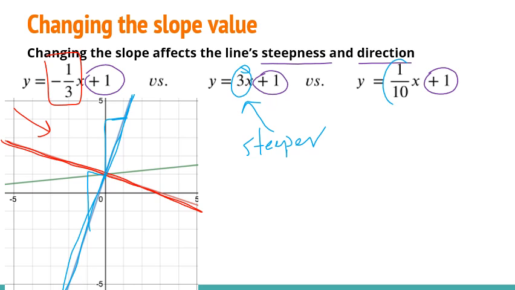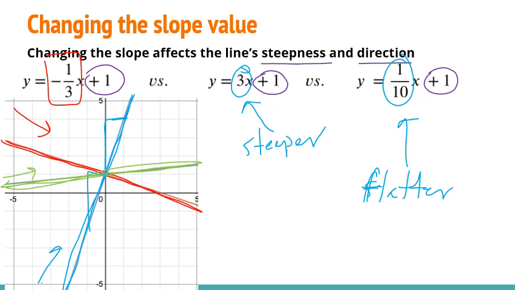All right, finally, y equals 1/10. The smaller that number gets, so 1/10 is a pretty small fraction, that means you're going to have a flatter line here. So you're going to get a line that's flatter the smaller this fraction gets. So that's why it makes sense that this would be our 1/10 line, our third line here. Okay, so changing the slope is going to change the steepness, and it can also change the direction. Notice how both of these lines were increasing as we went from left to right. That's why they had positive slopes.